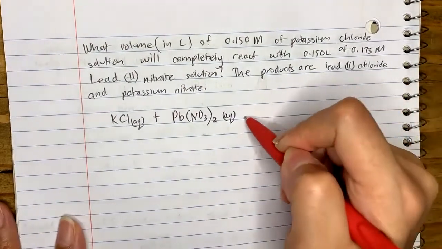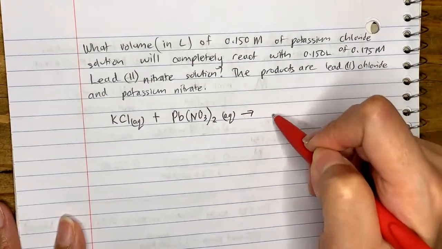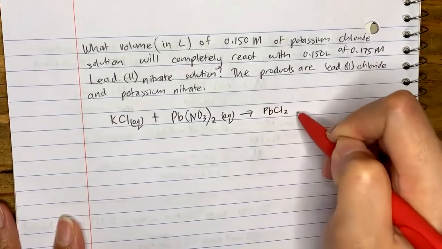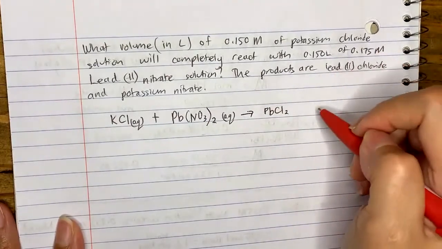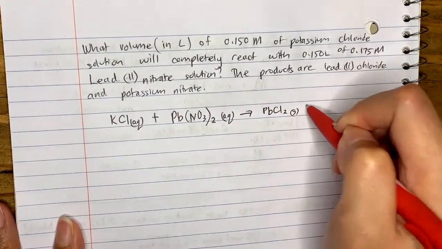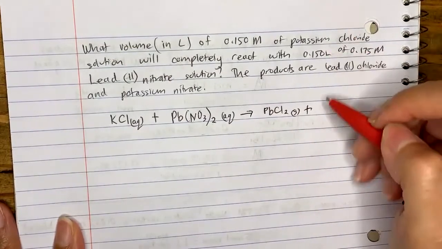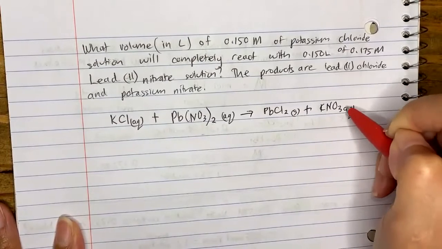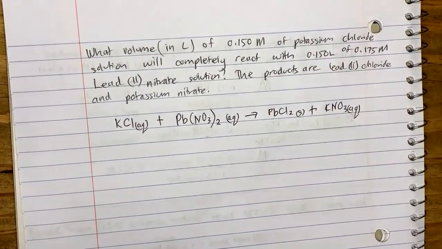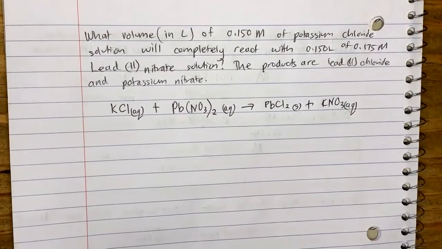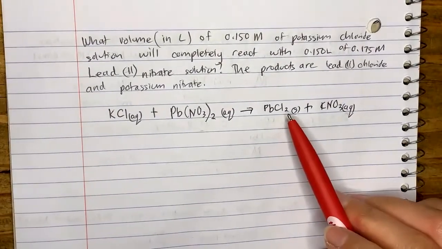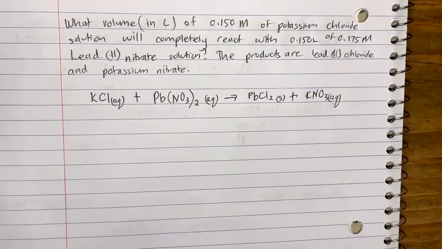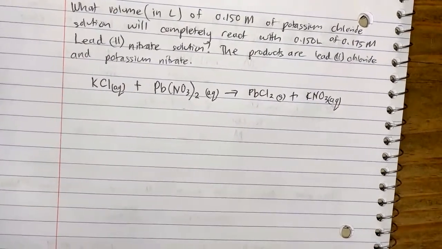All right, so the next thing is the products are lead(II) chloride, so it's PbCl2, and potassium nitrate, KNO3. Okay? All right. So the reason why I know this is a solid is because we have to talk about what's coming next. It has to do with precipitation, but we'll worry about that in a little bit.